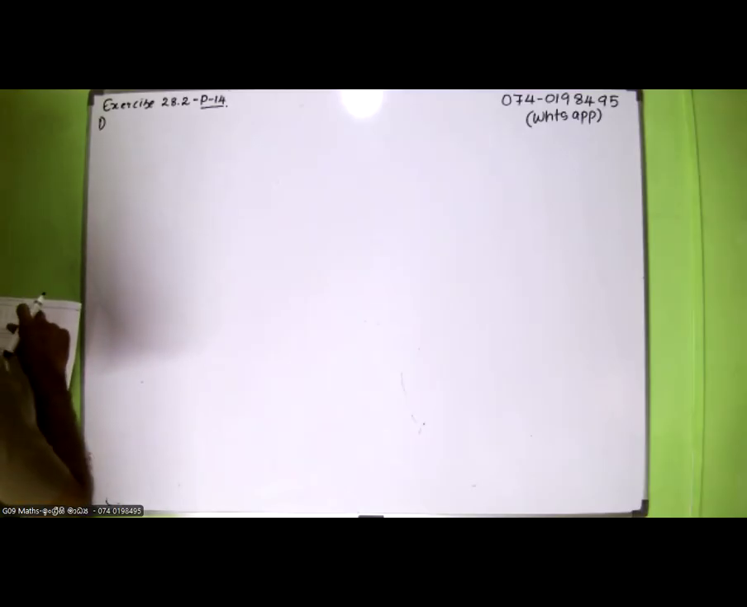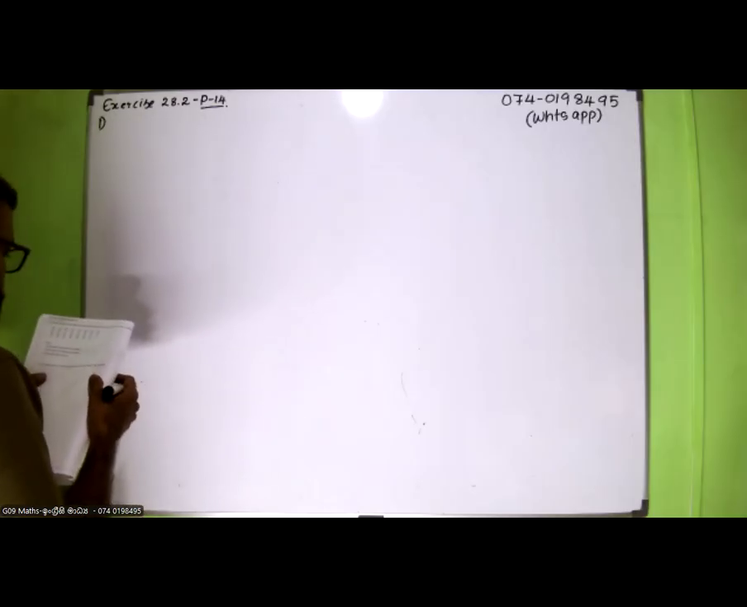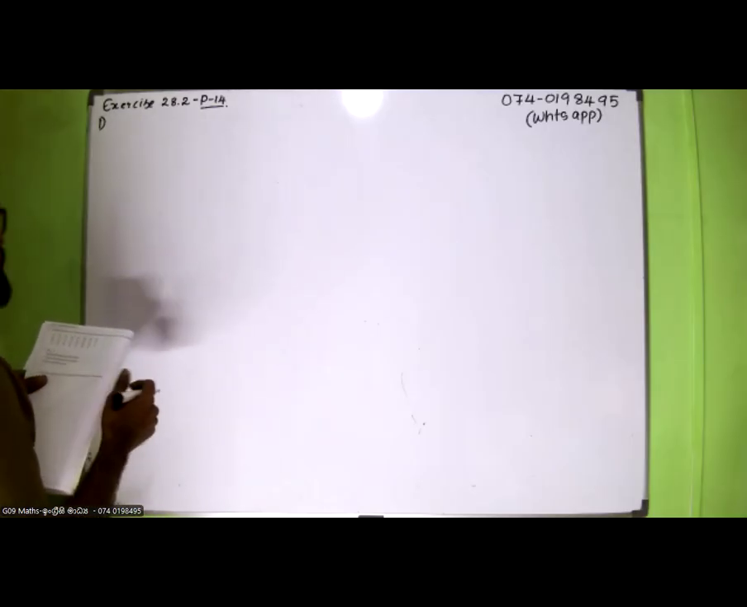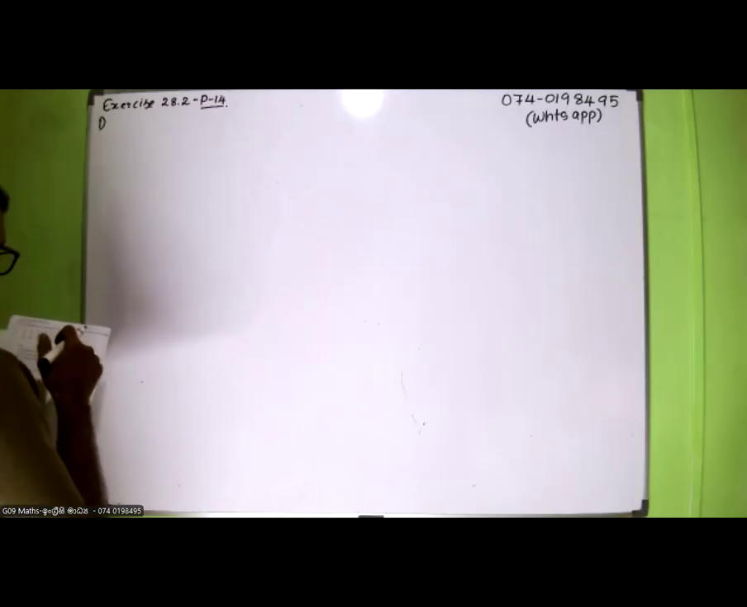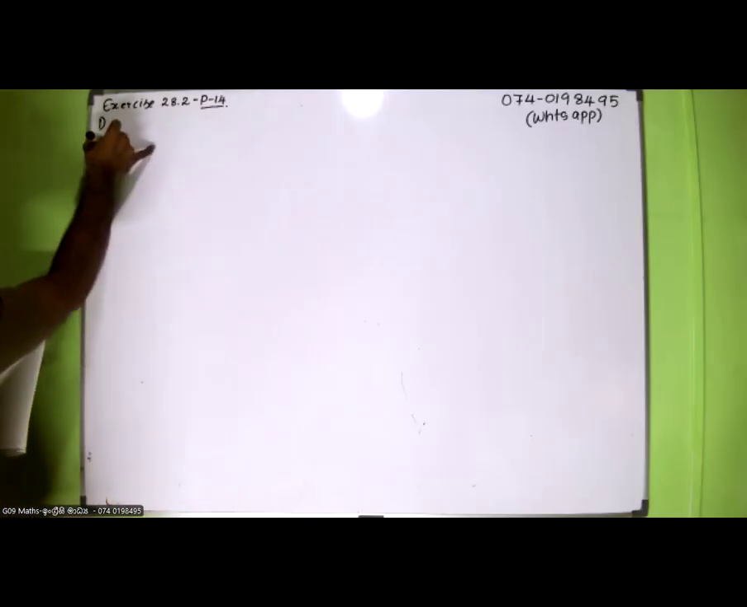There are some values: 1, 2, 3, 4, 5, 6, 7, 8, 8 times 3 is 24, then 26, 27, 28, 29, 30, 31. There are 31 data values. Yes, 31 data values are there. So I will write the data set first.